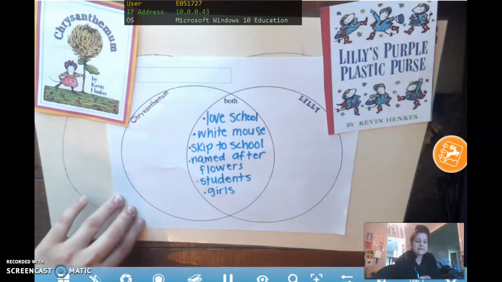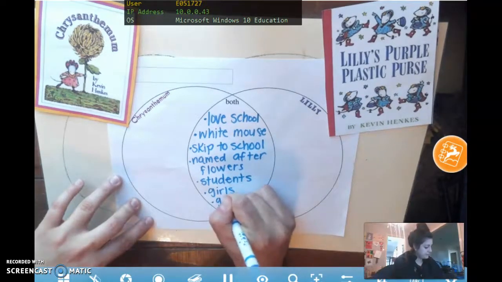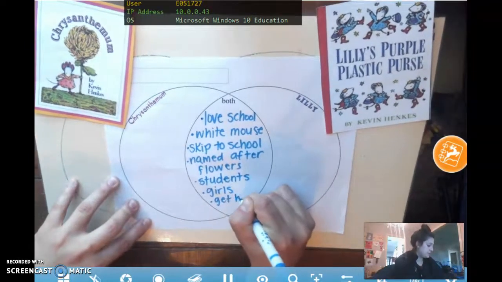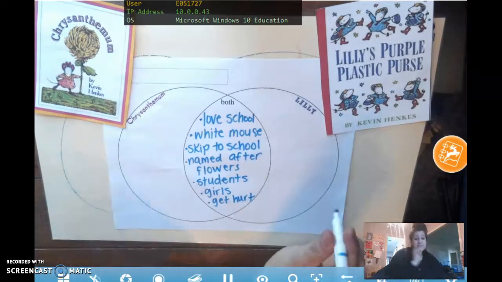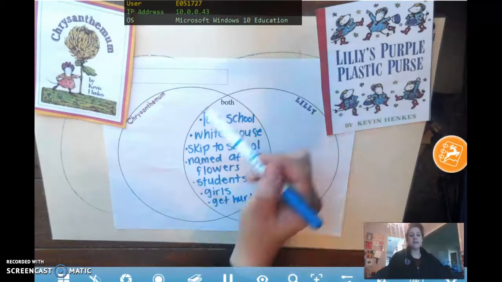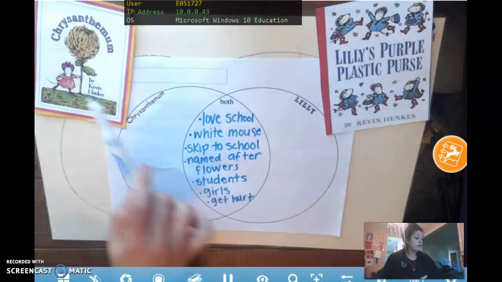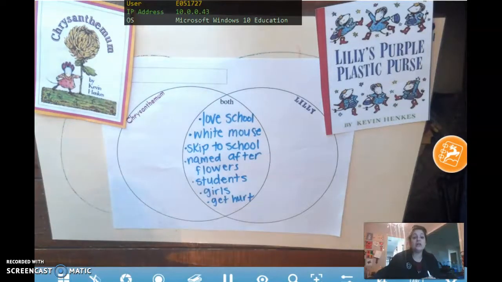Also, think about feelings. At some point in the story, they get hurt, they get upset. So I'm going to write that. They get hurt because it happens to both of them in the story. This is the main focus of the lesson for this week. I want you comparing, talking about how our characters are alike.